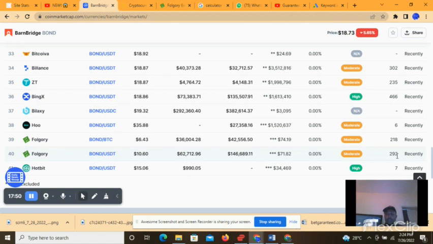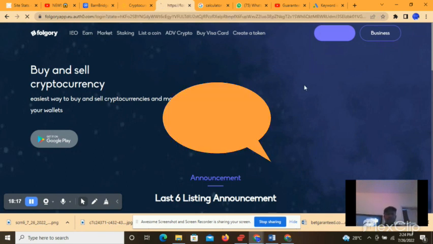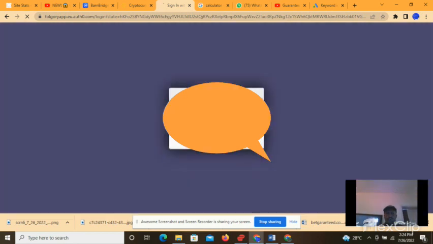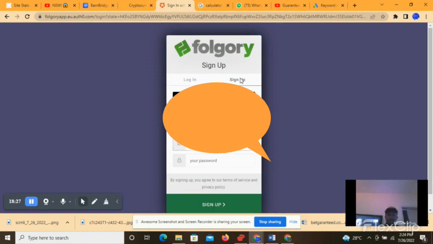So now we head over to Folgori and fund our account. You can create your account, log in and register. Are we together? Once you do that, you can get verified. Sign up, it's as simple as that. You input your email address and your password. So we sign up.